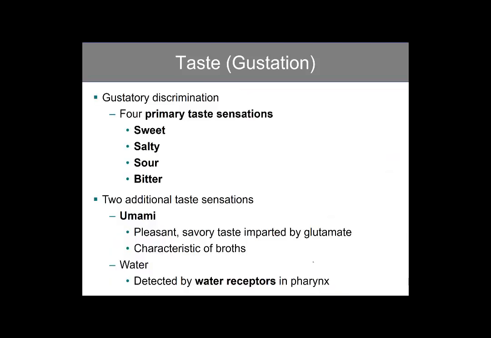We have 4 primary taste sensations: sweet, salty, sour, and bitter. In addition to that, we have umami. This is a savory taste that is imparted by glutamate, which is an amino acid often associated with meats. So umami is a very meaty type taste. And then we have a taste sensation for water, and this is located within the pharynx among the water receptors.